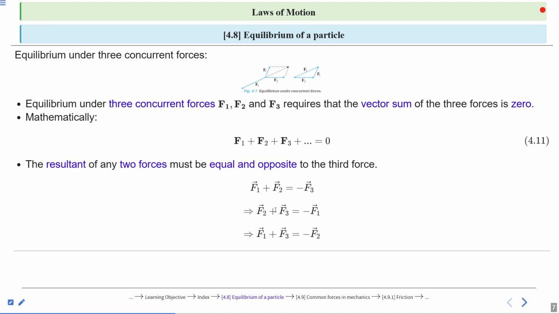Clear? So in 4.7, equilibrium under concurrent forces, we have forces F1 and F2, and the third one is here F3. So we can say, equilibrium under 3 concurrent forces, the resultant of any 2 forces must be equal and opposite to the third force.